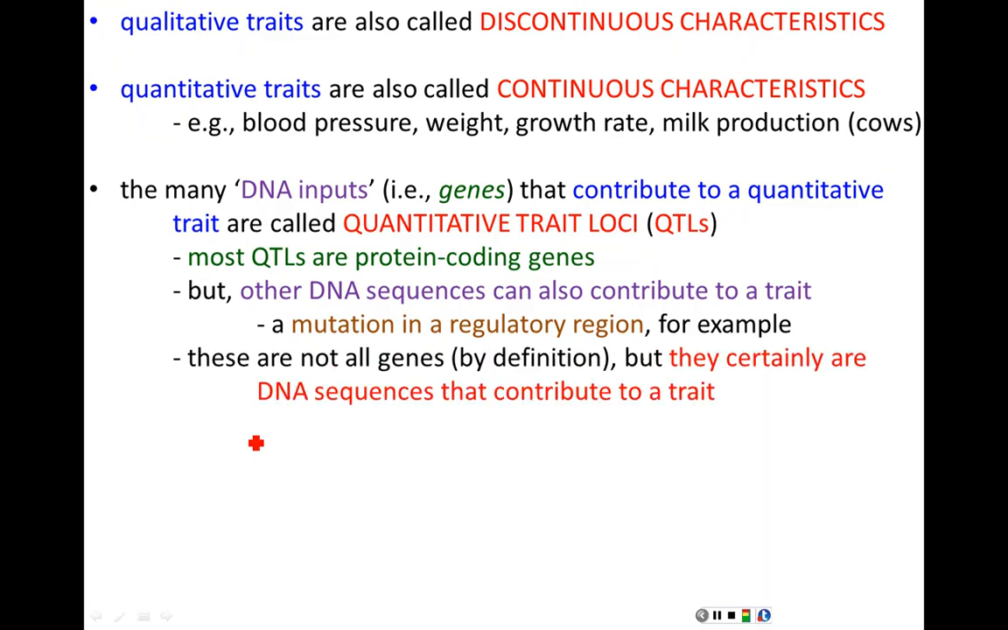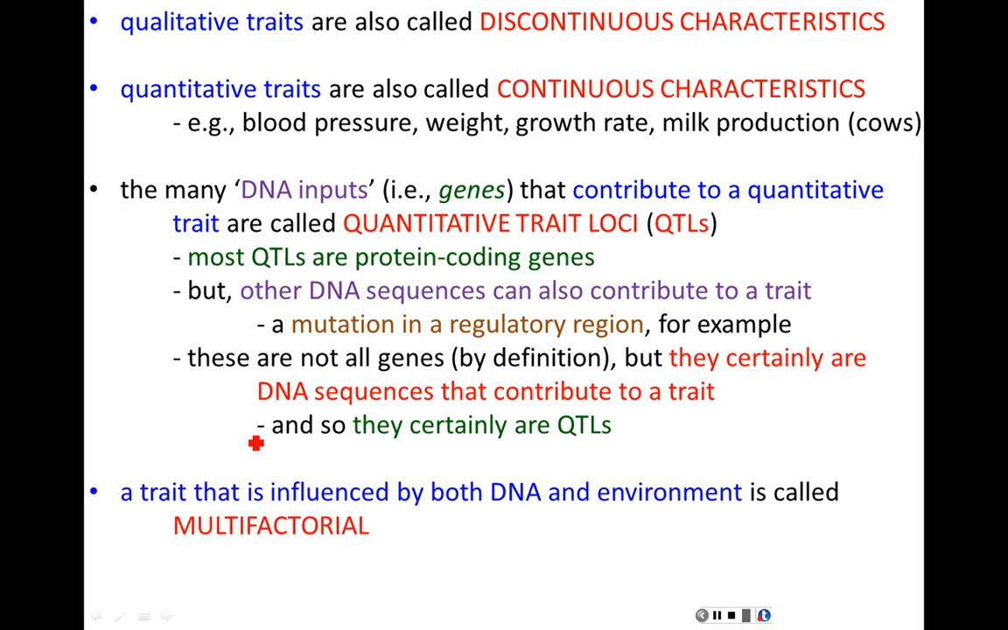So these regulatory regions are not by definition genes because they don't encode proteins, but they certainly are DNA regions, and they're certainly contributing to a trait, and so they most certainly would be defined as QTLs. That's why we use the term QTLs and not genes, because other DNA regions above and beyond genes can contribute to quantitative traits.